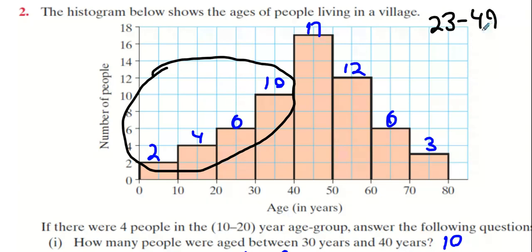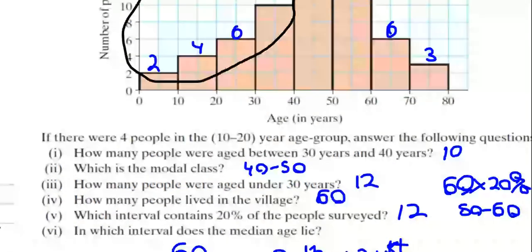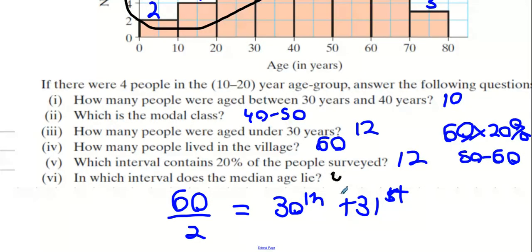So it's going to be like 23 to 49, is it? Numbers 23 to 49 are going to be in here. So that means 30 and 31 are definitely in there. So what's that mean about the median? Median is 40 to 50.